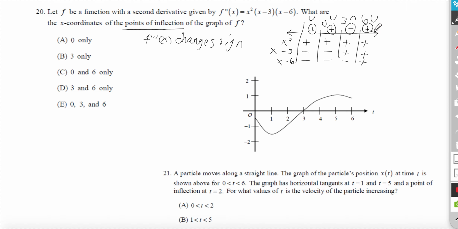So what goes on? Where are there points of inflection? Points of inflection are where the concavity changes, so the second derivative changes sign. That's going to happen here at 3 and 6. We actually could have seen that quickly from the second derivative here. Squares are not going to change sign, but at 3 and 6, because each of these terms is only an odd power, these two terms will change sign at 3 and 6. There we go.